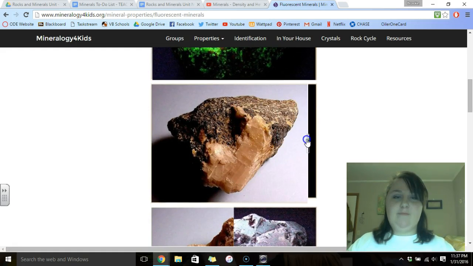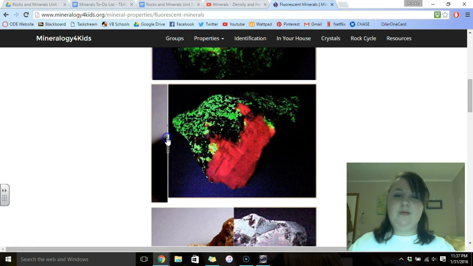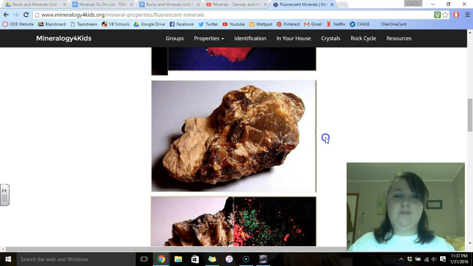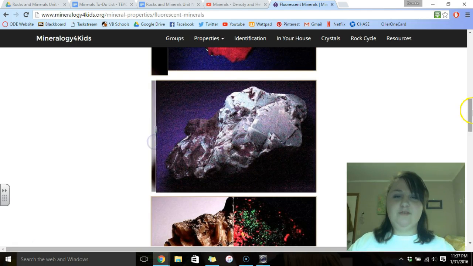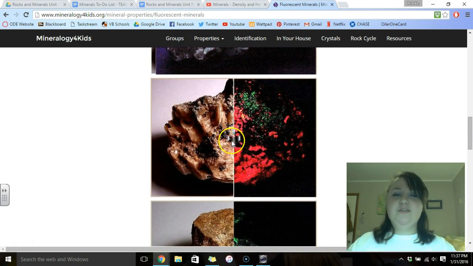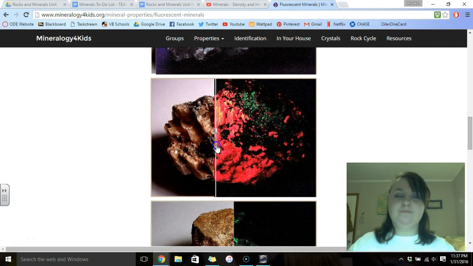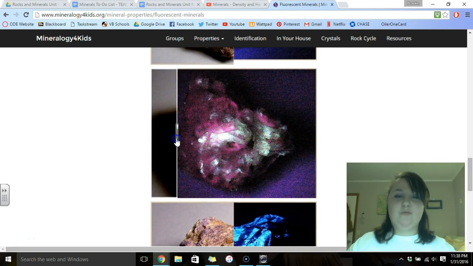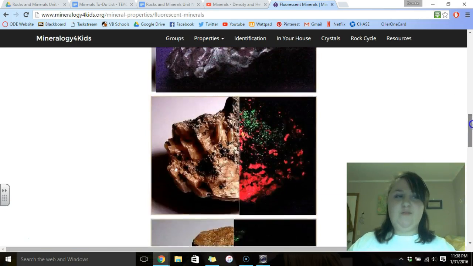Same with this one here. Before, after. Before, after. These are kind of cool just to play around with. You can see how they glow. These are just a few examples. This one's kind of cool. And you'll get a chance to see a few of these, not all of them, but a few of them.